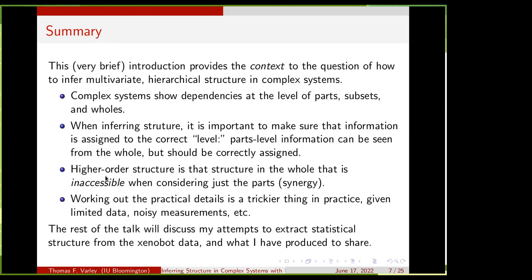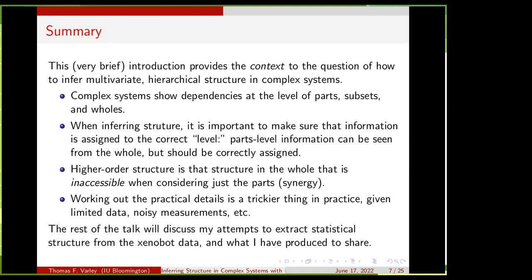There's higher order structure that is available when you consider the whole, but not accessible when you consider just the parts. And we typically call this synergy or statistical synergy. And this is all much easier said than done. When you have data that's finite and noisy, this all gets a lot trickier.